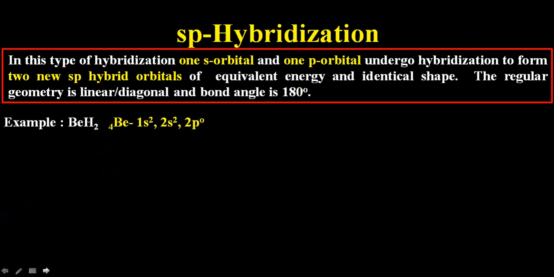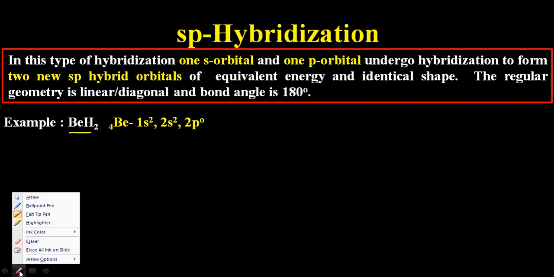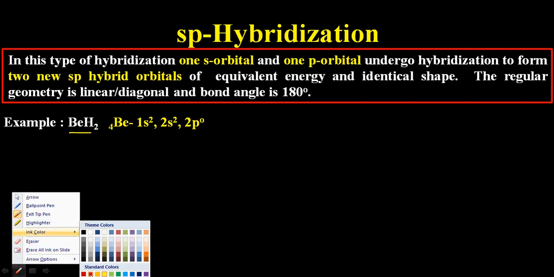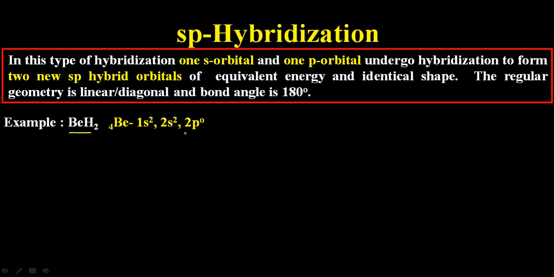Now let us consider the example of BeH2. In case of beryllium, we have the atomic number of beryllium as 4 and the electronic configuration as 1s2, 2s2 and 2p0. The 2p subshell is lying vacant. In terms of orbitals, we can show it as there are 2 electrons in the 2s subshell of the second shell and the 2p subshell with 3 orbitals is vacant.